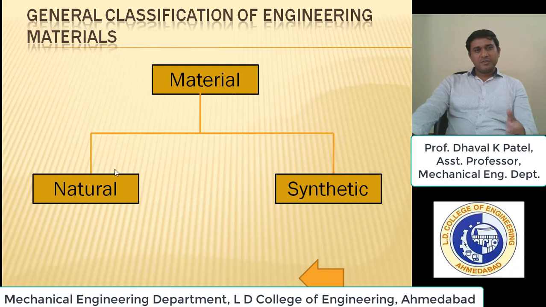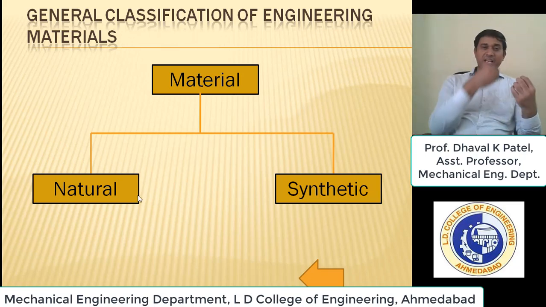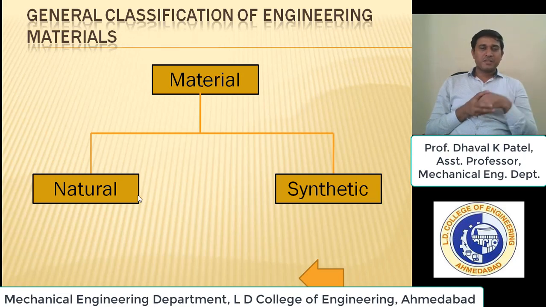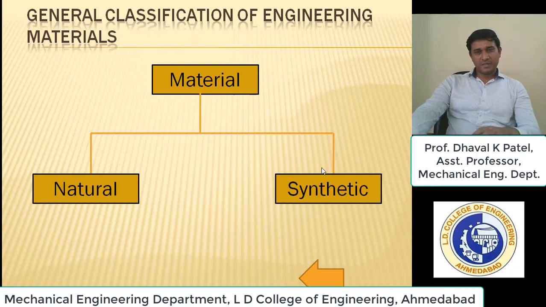Next, according to availability, there are natural materials and synthetic materials. Natural means we get those materials directly from nature. For example, biomass materials. For example, petrol, diesel, kerosene, right? Matlab petroleum products jo hume milta hai, crude oil, these are natural materials. Then synthetic material. Synthetic material is man-made material, right? By applying some scientific principles, mixing this element with that element, and then they do some R&D work and generate a new material. That is called synthetic material or man-made material.